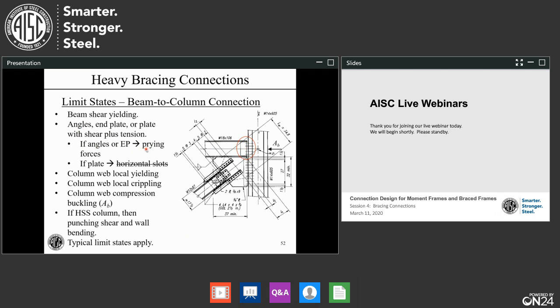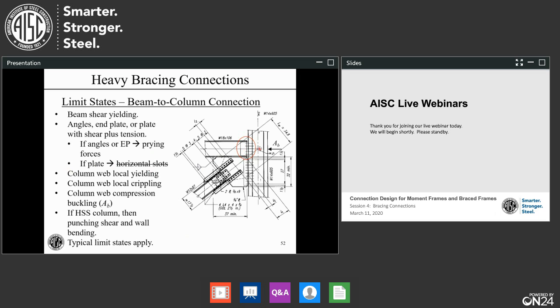If it's angles or an end plate, we have prying forces, as we described a couple of times. If it's this web plate, we got to watch out. The detailer will throw horizontal slots in there just because he's putting those everywhere else on the job for every other plate that looks like that.